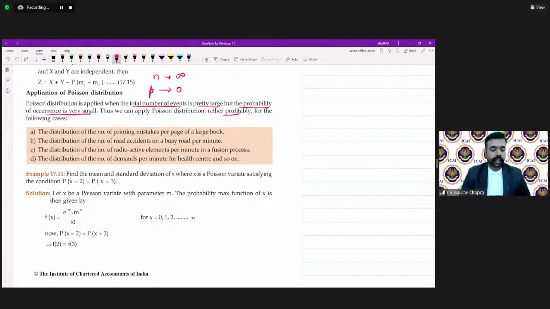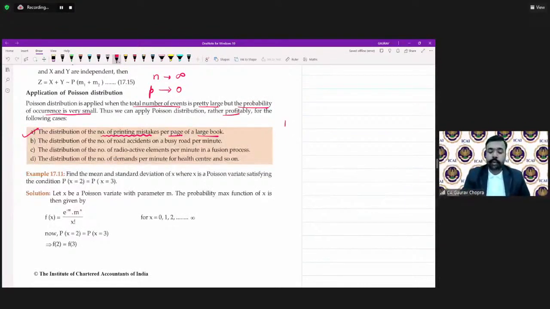Where it is practically used, the first case is the distribution of number of printing mistakes per page of a large book. There is a large book, 500 pages, 1000 pages. Now, how many misprints or errors are there per page? A book has thousands or lakhs of words, and only a few words may have spelling mistakes. That means the chance of error is very, very low.